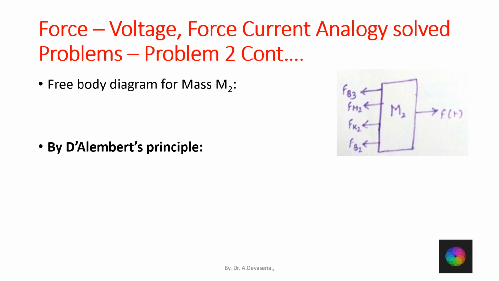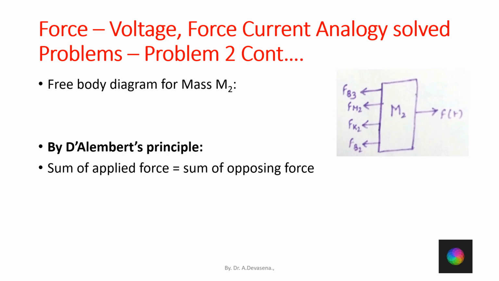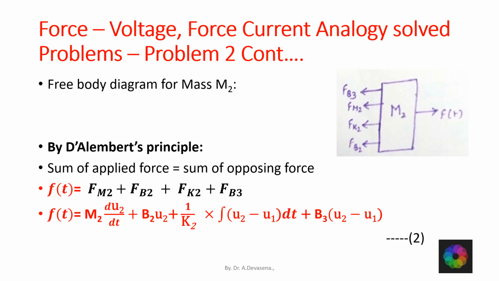By D'Alembert's principle, the sum of applied forces is equal to the sum of opposing forces. That is, f of t is equal to f suffix m2 plus f suffix b2 plus f suffix k2 plus f suffix b3. If you substitute the values of the opposing forces, we get f of t is equal to m2 du2 by dt plus b2 u2 plus k2 into integral of u2 minus u1 dt, because the spring k2 is connected between the mass m1 and m2. Similarly, plus b3 into u2 minus u1, because the dashpot b3 is connected between mass m1 and mass m2.